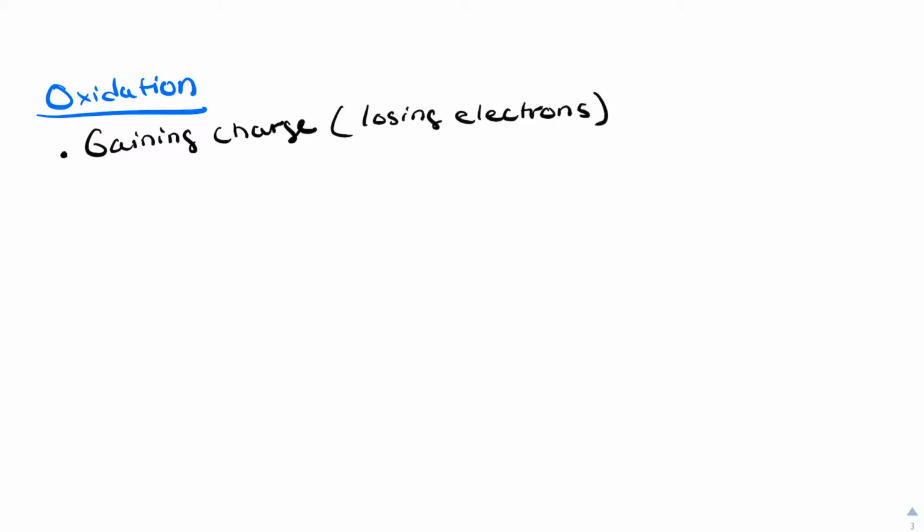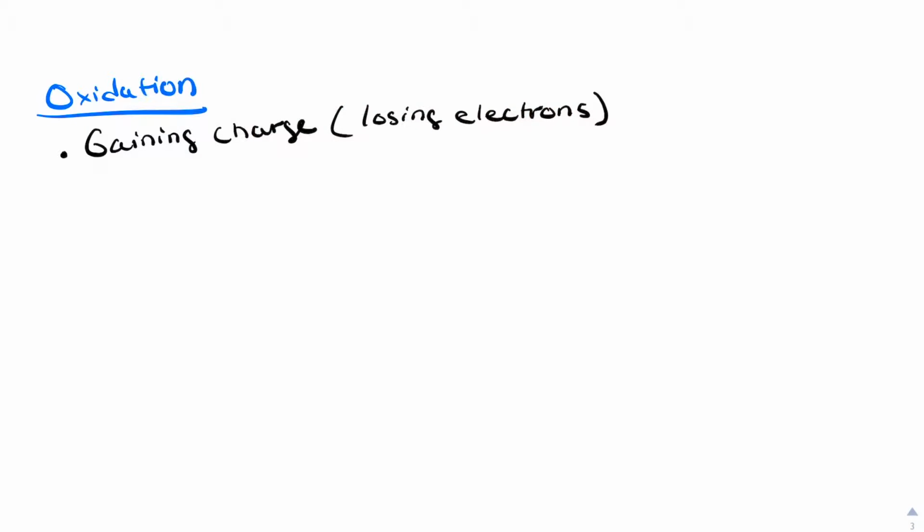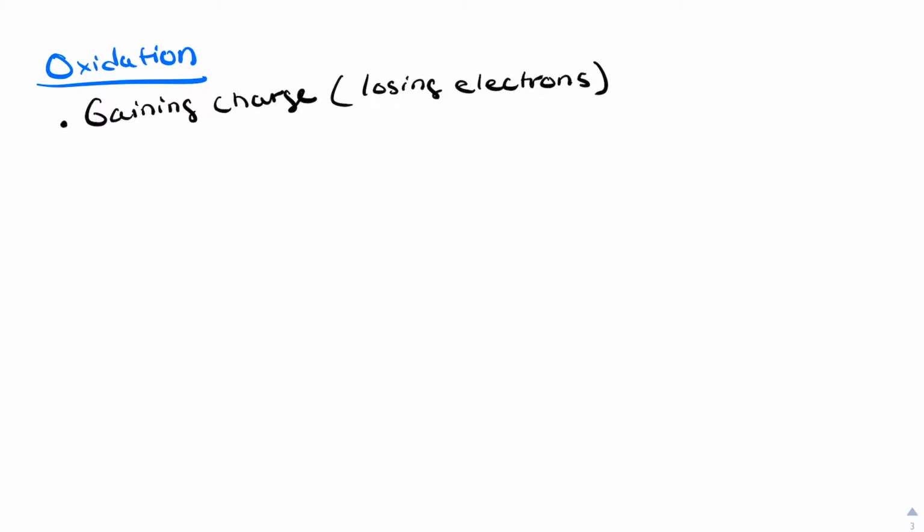So let's get into oxidation, just to make sure we have a good understanding of it, because sometimes it can be a little bit confusing if you haven't heard about it multiple times. So oxidation, we're gaining charge, we are losing electrons. So this would be occurring during the electron transport chain step when we go from NADH to NAD positive. We're gaining charge.